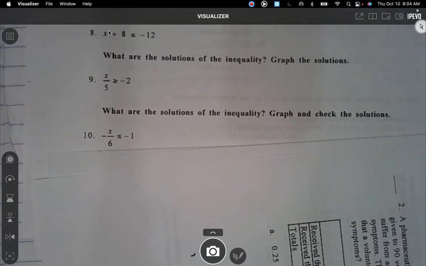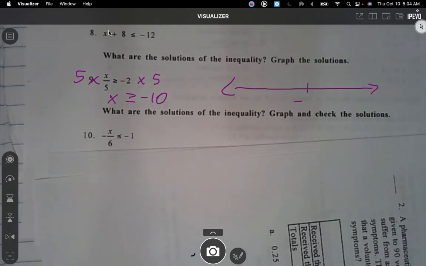Okay? So how would I solve number 9? If you're not sure, read what it says. It says x divided by 5. Now you automatically know, how do you move the 5? Multiply by 5. Okay, multiply by 5. So x is greater than or equal to negative 10. And then we graph it.